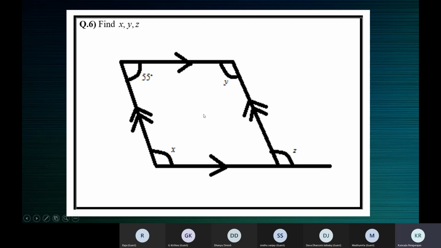So these arrows indicate that this pair of opposite sides is parallel, and the double arrows here indicate that these two opposite sides are also parallel. So this quadrilateral is a parallelogram. A parallelogram will not have an extension like this.